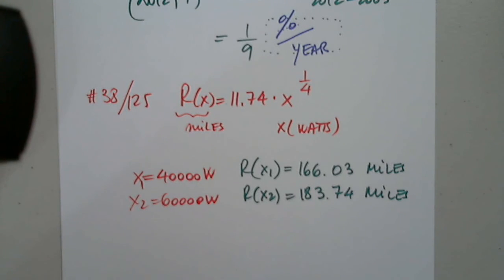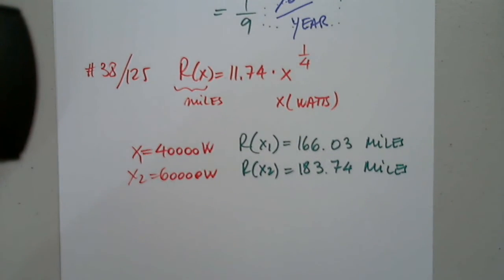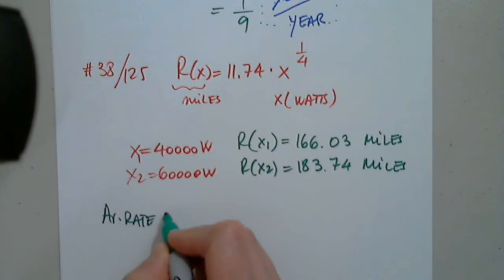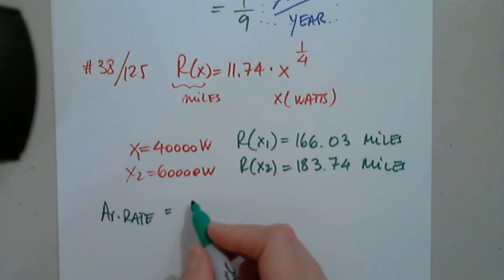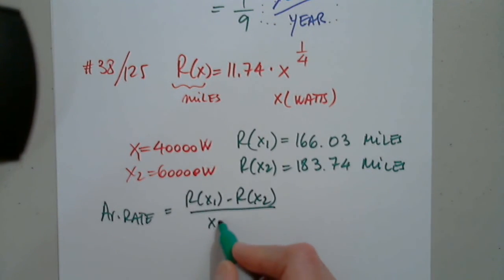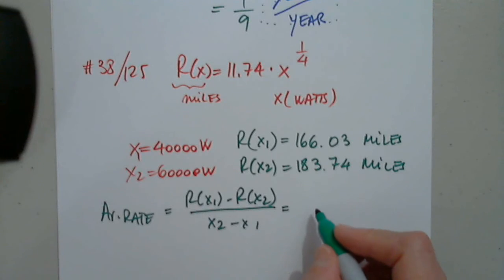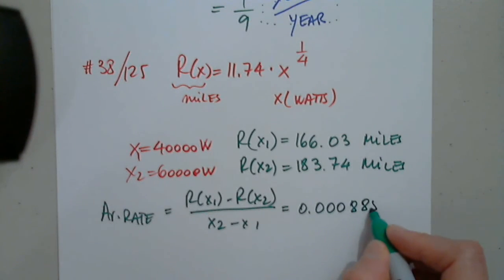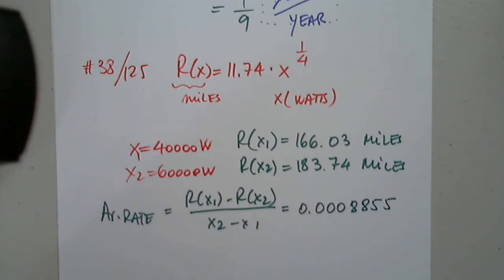But 60,000 minus 40,000. So careful with this number. This means 0.4 decimal digits, including 8. So the average rate of change, I'm going to stop sharing in a second. I'm going to copy that. So r of x1 minus r of x2 divided by x2 minus x1. And we got 0.0008855.